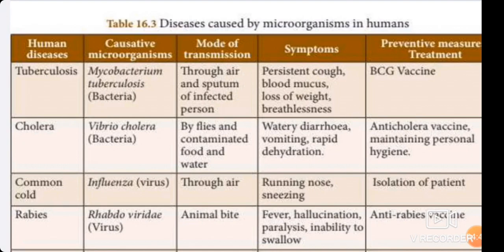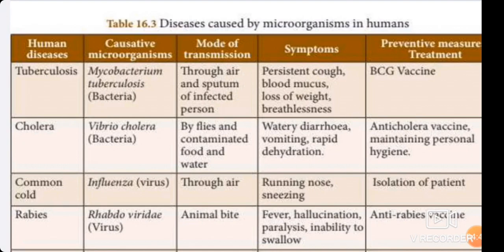The next disease, rabies. Causative microorganism, Rhabdoviridae virus. Mode of transmission, animal bite, dog or other mammals. Okay, so that is how rabies disease occurs. Symptoms: fever, hallucination. What is hallucination? Something is not present there, but they will see something as present. That type of condition is called hallucination. In Tamil, Mayai.